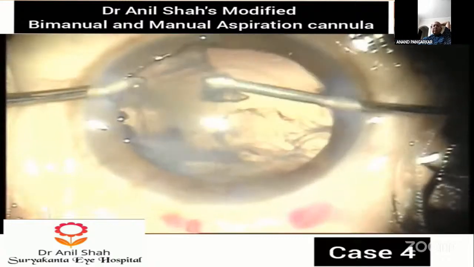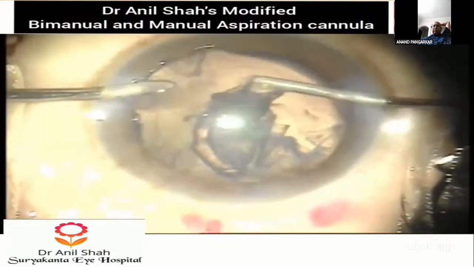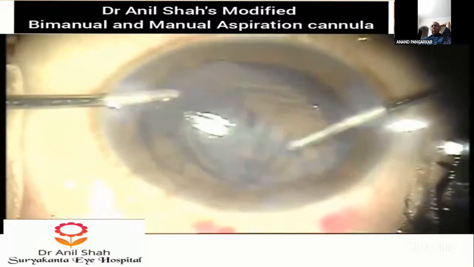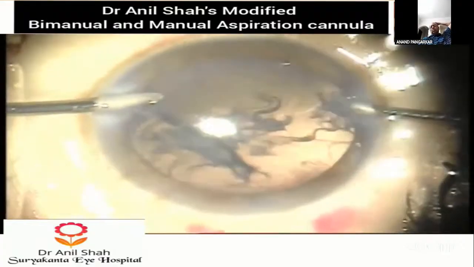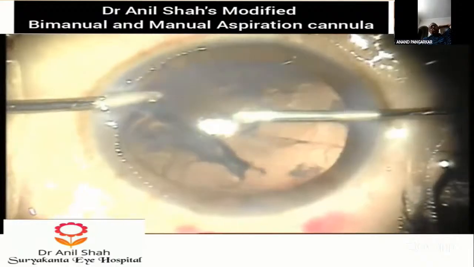Now this is a case 4 in which I am going to show you a very small fragments of cortex deep into the fornices can be removed very safely. This is a chunk of epinucleus, which is easily pulled out from the capsular bag. With the irrigation, the chamber is made stable, so there is no fluctuation. I always prefer bimanual irrigation aspiration rather than other methods.